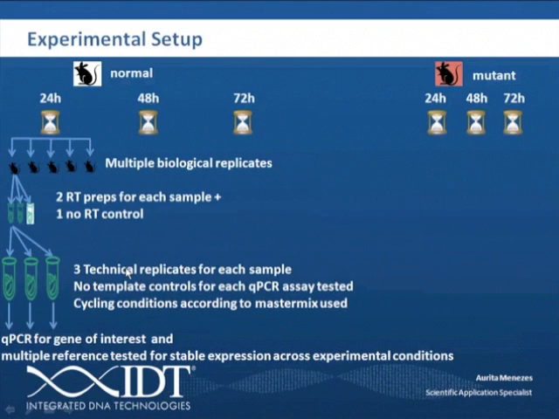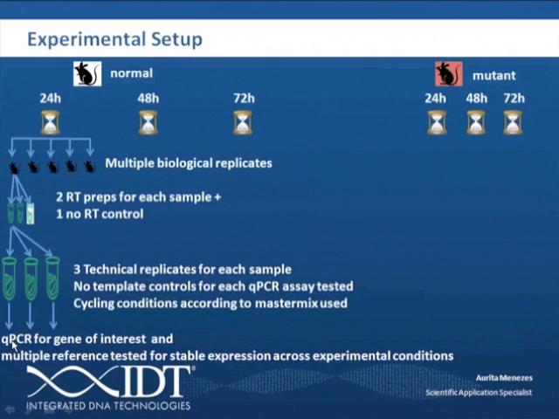So this is a control for that. You want 3 technical replicates for each of these samples. You need no template controls for each qPCR assay tested. And another important thing to keep in mind is cycling conditions should be according to the master mix used, because the master mix contains the enzyme, and each enzyme can be modulated slightly differently. So you do want to use cycling conditions according to the master mix.